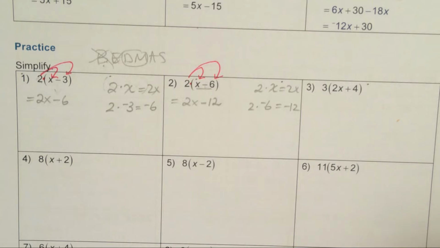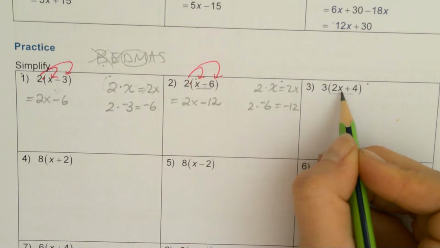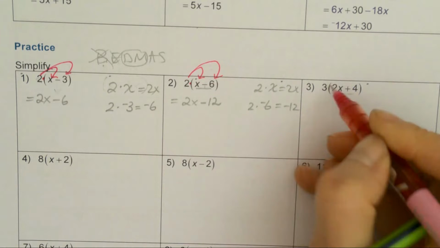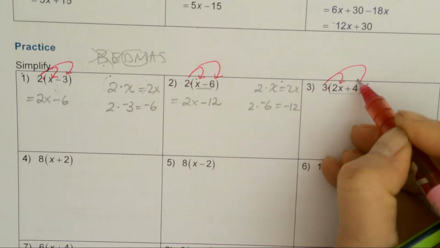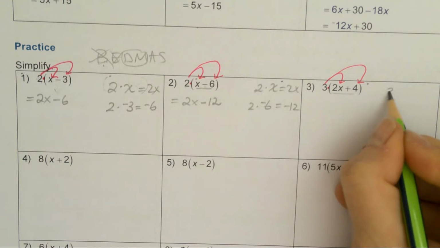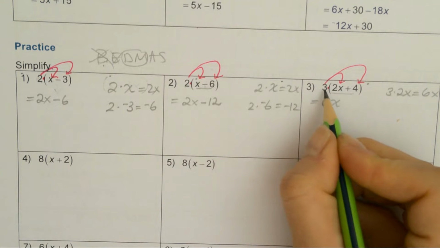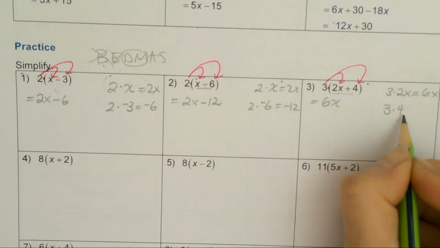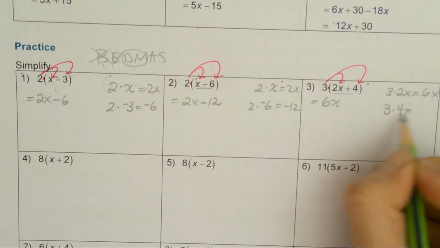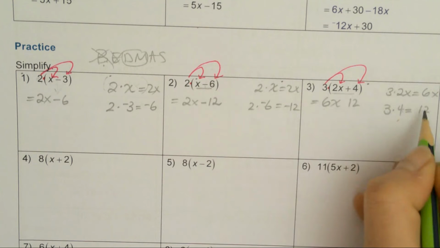Let's look at number 3. Inside the brackets, 2x, 4, no, this does not have an x, so these are not like terms. So I'm going to have to do the multiply here. To do the multiply here, I have to go this times this, this times this. So 3 times 2x equals 6x. 3 times positive 4. So I can just write 4 because I don't need to write the positive. 3 times 4 is 12.